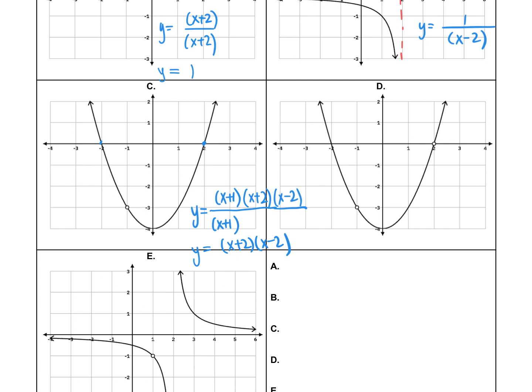And there we are. For our next graph, we have a parabola again, but this time we have two holes.